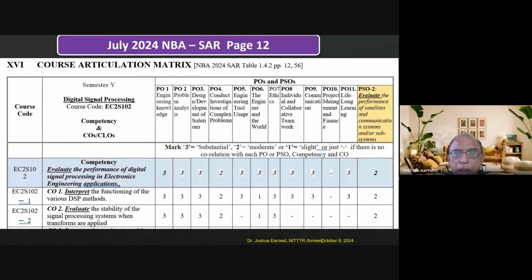So learn how the course articulation matrix has to come. I will just show you how it is done. Okay.